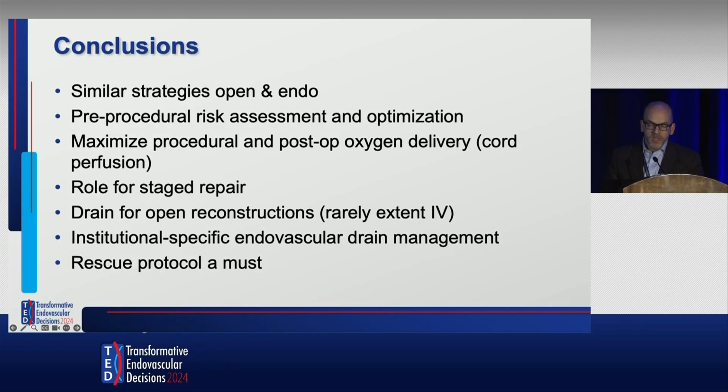So in conclusion, similar strategies for open and endo. We need pre-procedural risk assessment and optimization to maximize blood oxygen delivery to the cord. There is definitely a role for staged repair, and staged repair should always be the standard in non-emergent thoracoabdominal repairs undergoing endovascular strategy. Drain for open reconstructions, rarely for extent 4 without really high-risk anatomies. And then an institutional specific drain management protocol.